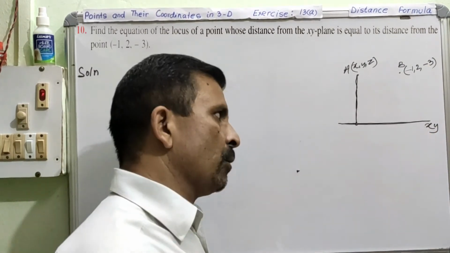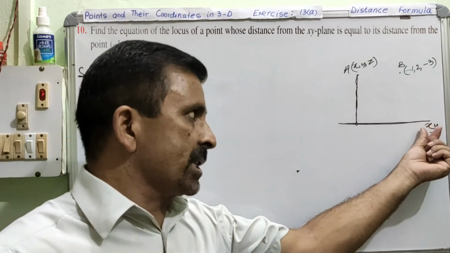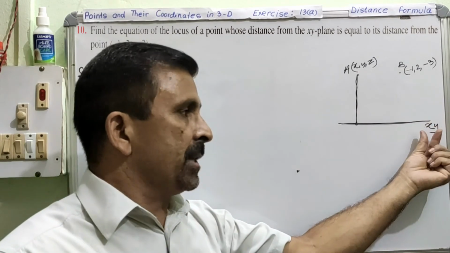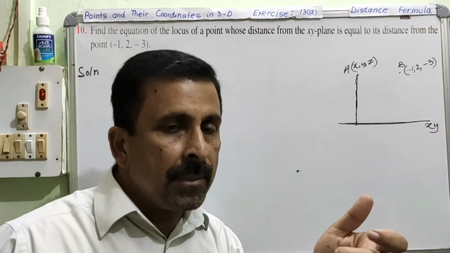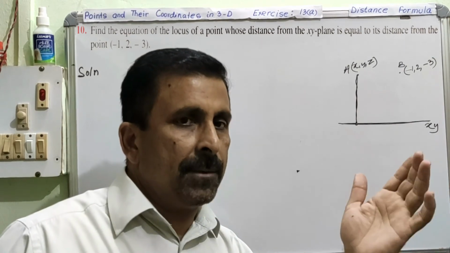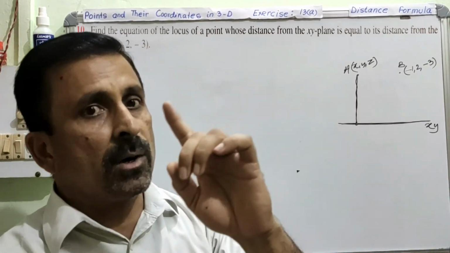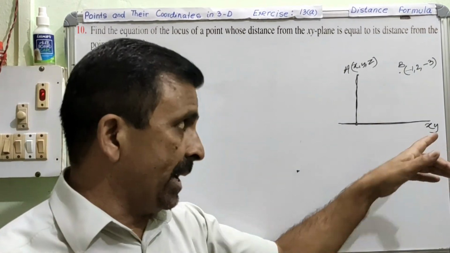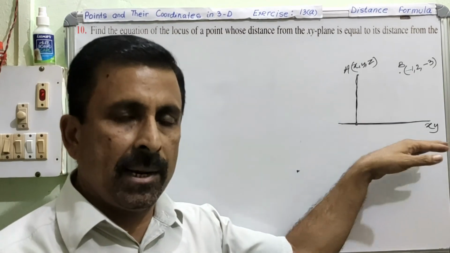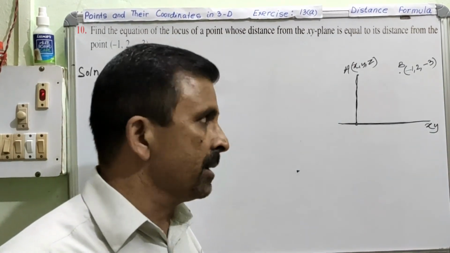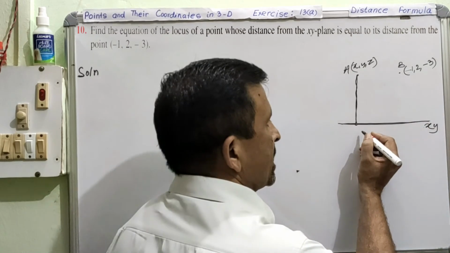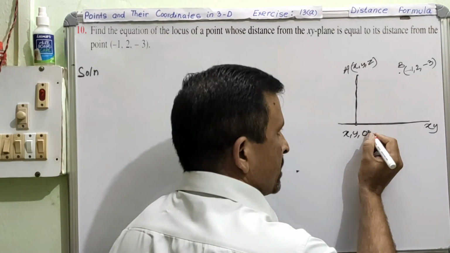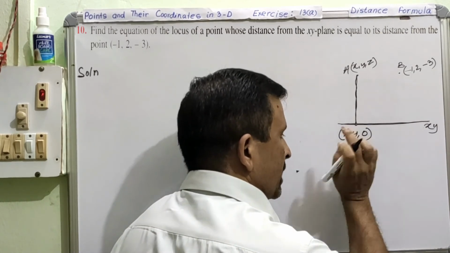So from here we got a technique: if the question talks about the XY plane, then the Z coordinate will be 0. If there is a YZ plane, then the X coordinate will be 0. If there is an XZ plane, then the Y coordinate will be 0. Whatever is missing from the plane, that part will become 0. Did you get my point? So here, XY plane means Z will be 0, and we will have some value of X and Y, and this is how we write the coordinates of this point.